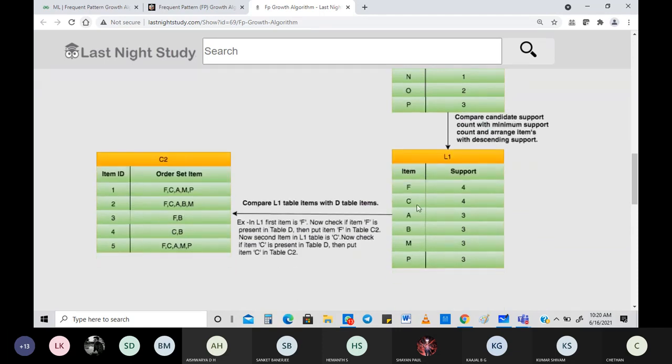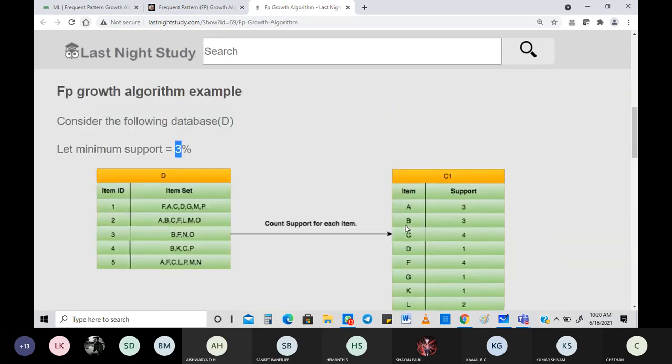Generally, they should have gone with C because it's alphabetical. See, when you have taken A and B, and A, B, M, P are all coming 3, 3, 3, and you have taken the alphabetical order here, obviously you need to take the alphabetical order here also. That's a small mistake which I have made, but of course it's not going to change the final answer. That's the reason.